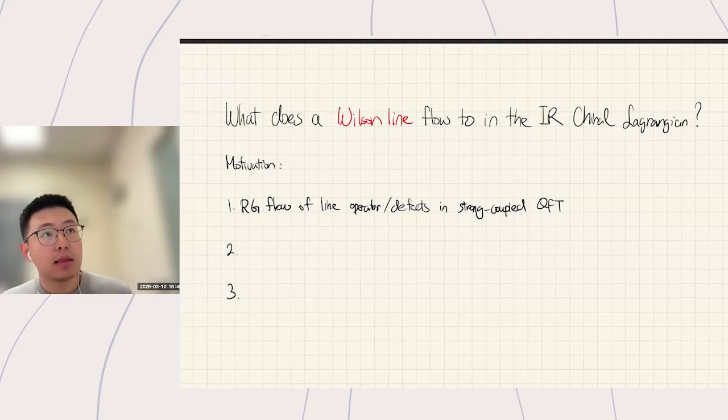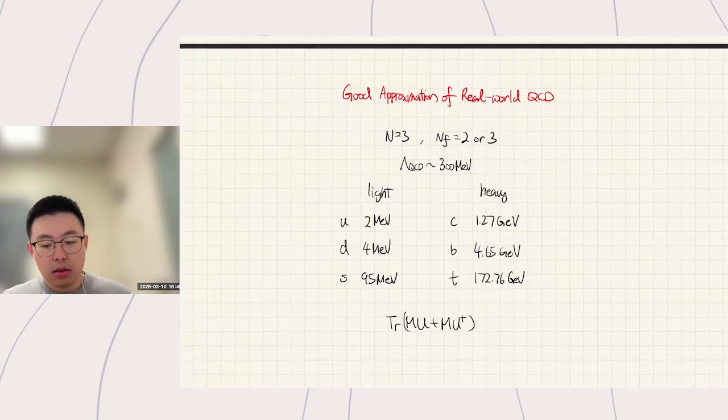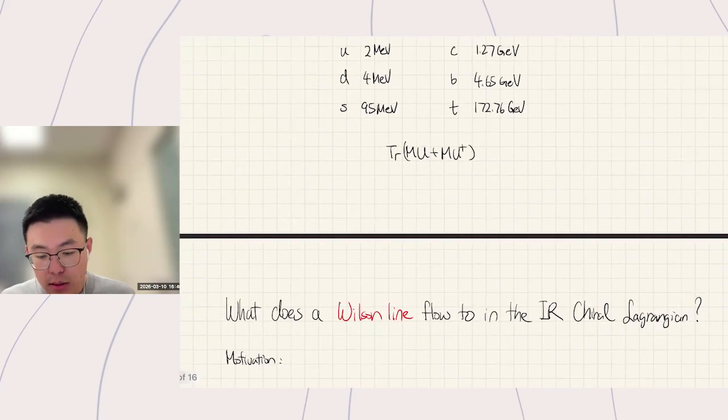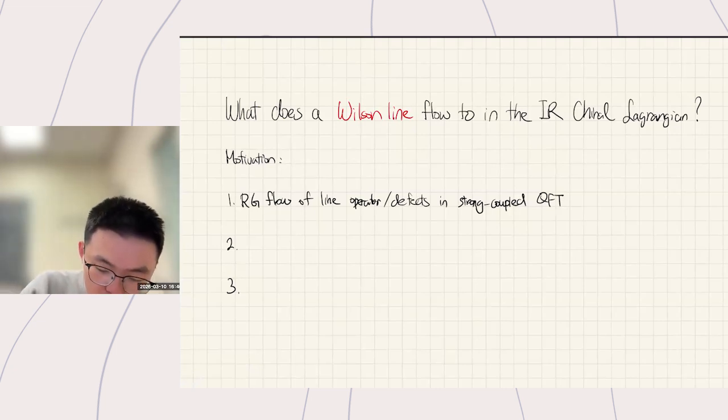And the second reason is that it's also related to what I commented on before: even though I'm considering an ideal case, it's actually a very good approximation of real-world QCD. And in real-world QCD, if you want to describe heavy quarks, a very natural way to describe them is using Wilson lines. So these Wilson lines are a good proxy for heavy quarks.